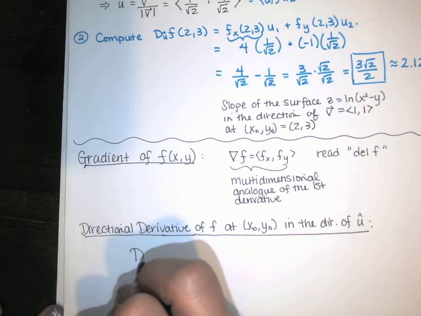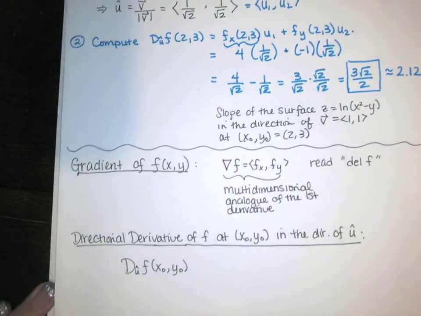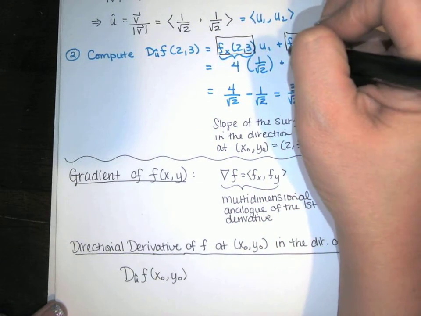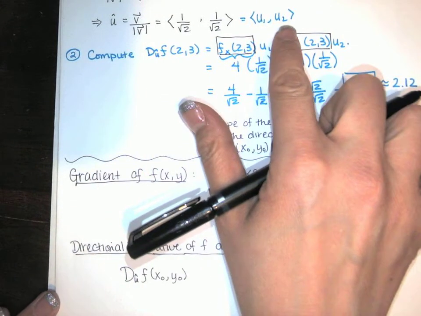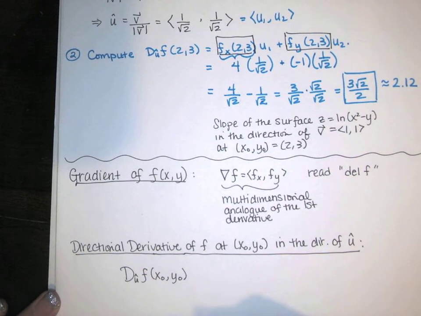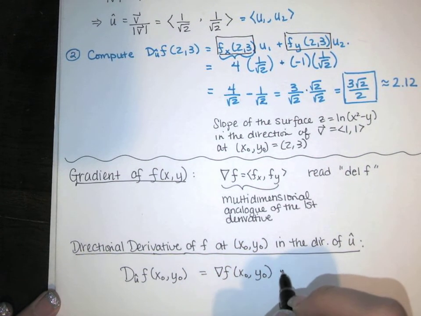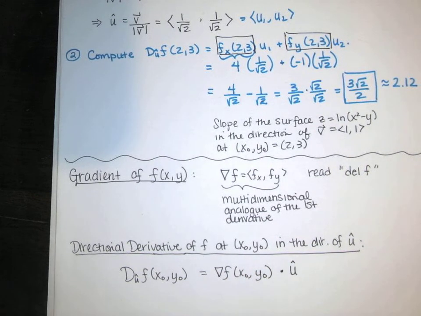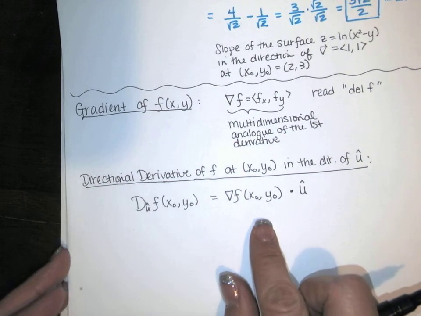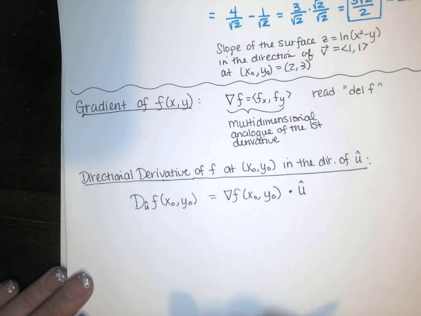It's written this way: d sub u hat of f of x naught, y naught. And look at these two components. I'm taking u hat, which has components u1 and u2, and I'm dotting it with the gradient at 2, 3, or x naught, y naught in general. So I'll take the gradient at x naught, y naught and dot it with u hat. That's the way I typically evaluate a directional derivative. First, I find the gradient, I plug in the point, I find the unit vector, and then I dot them.